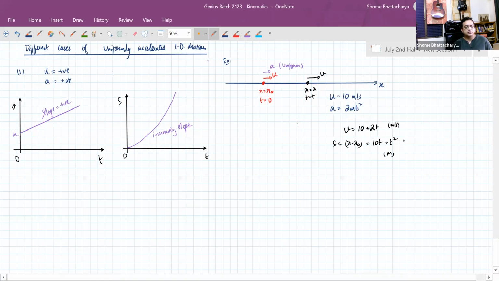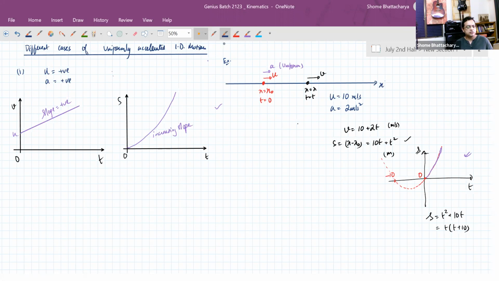So in general, if you have this function and you are plotting the graph with an unlimited domain, then you would see that this graph would have roots at 0 and -10. So it would be a graph like this. But we take only positive time, so we would not take that negative part. That's why this graph would be like this. So that's the S versus T graph when A is positive and U is also positive. Okay, so this is the first case.